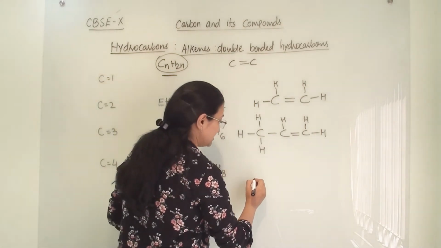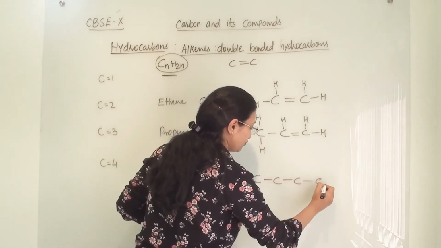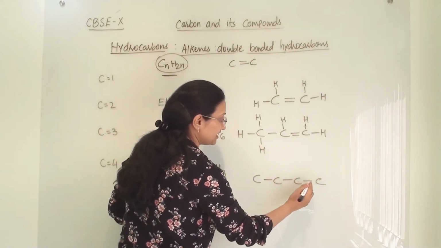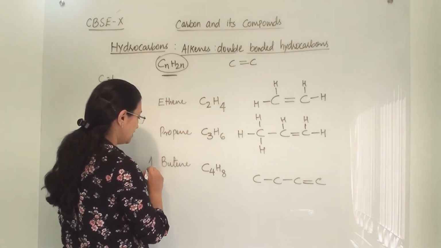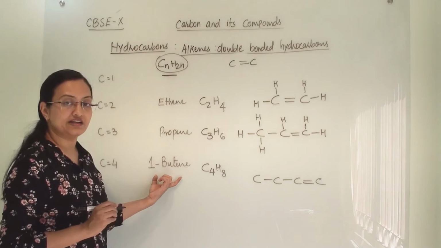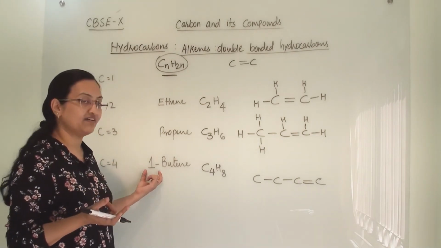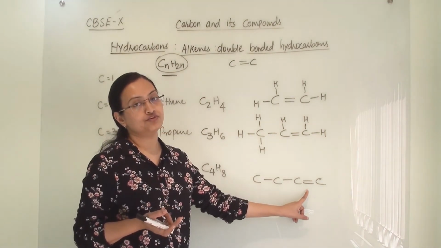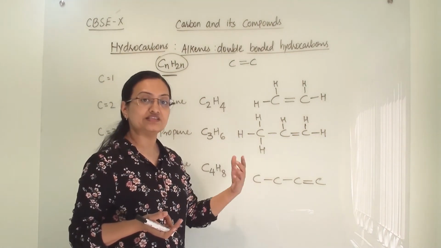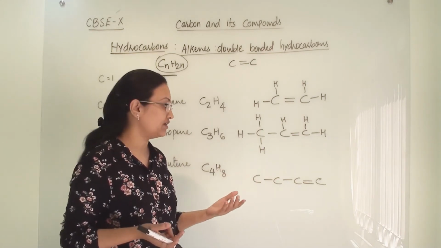Now let us write this. So 1, 2, 3 and 4. Now one of the bonds we can make a double bond, and here we are going to write 1-butene. This we will understand in the nomenclature of hydrocarbons, that is why I have kept 1 here. That is about the positioning of the double bond. This we will understand when we learn how to give a name to a particular hydrocarbon.